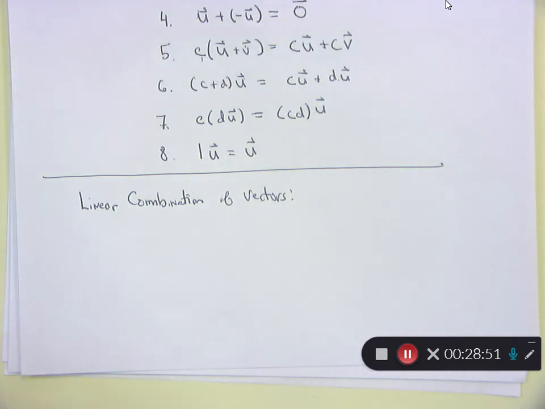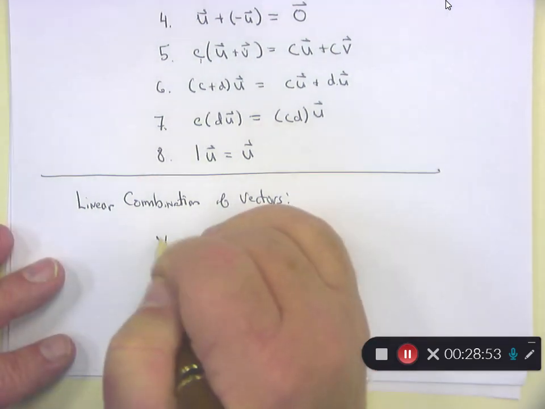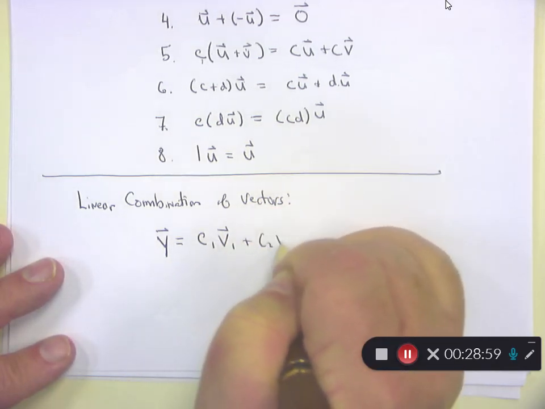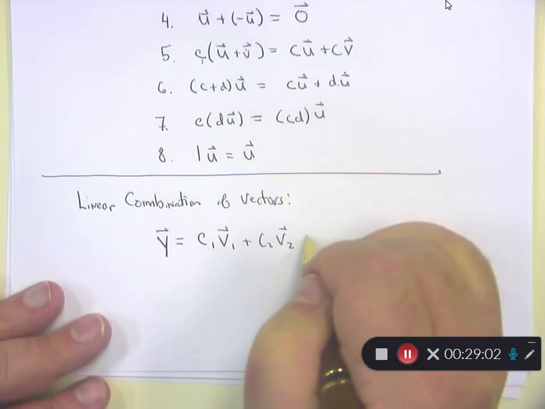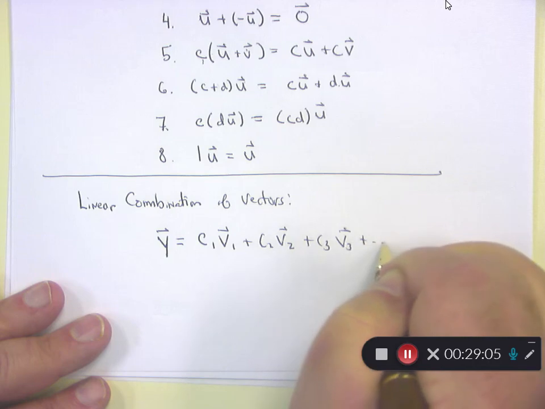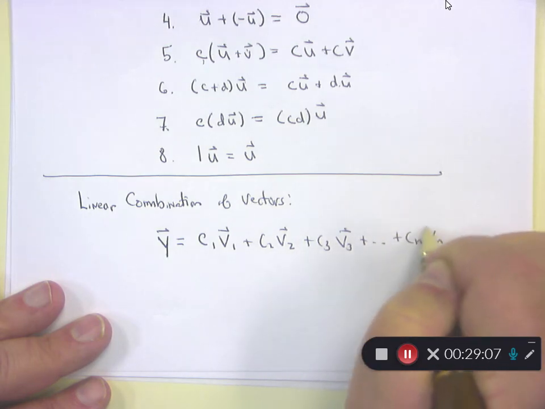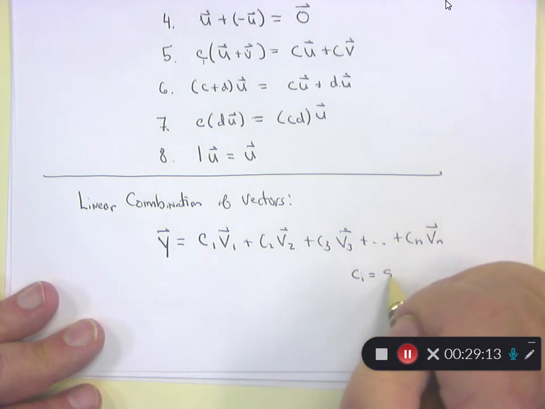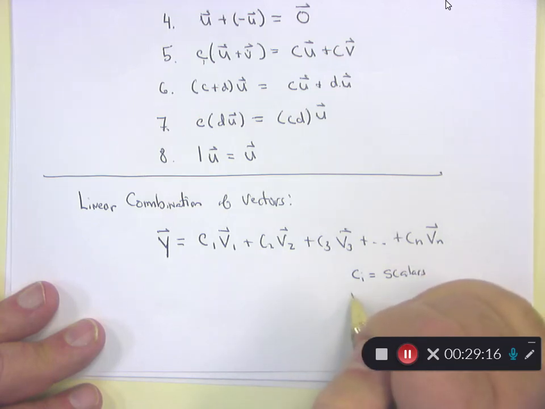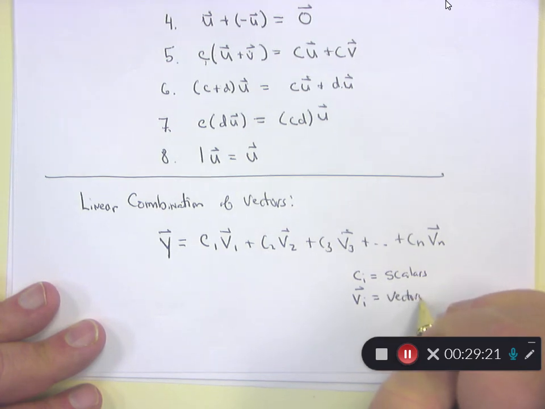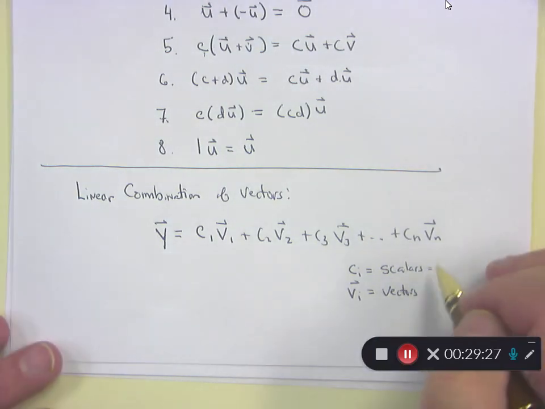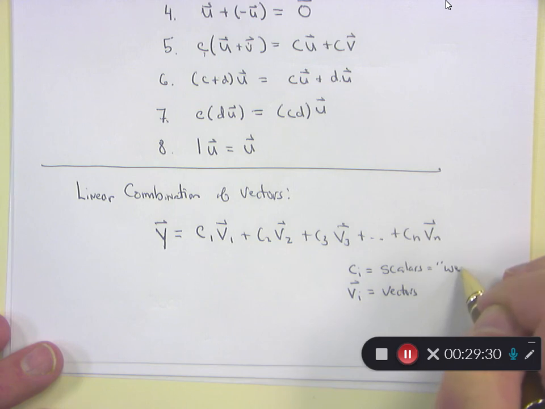If I have, okay, you're going to get a vector y, which would be equal to C1 times vector V1, plus C2 times vector V2, plus C3 times vector V3, plus dot, dot, dot, plus Cn times vector Vn, okay? Where the Ci are constants, also known as scalars, and the Vi's with little bars over them, those are your vectors. And the way you really need to think about these scalars is this. Scalars are basically like your weighting. These are weights.